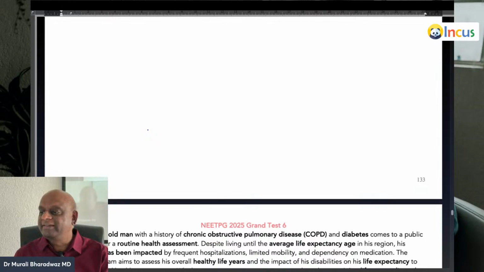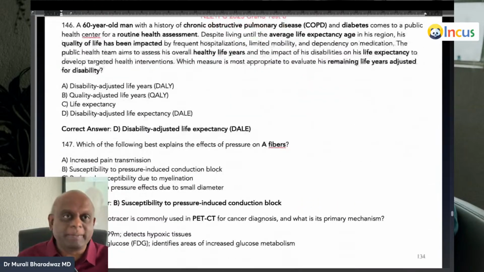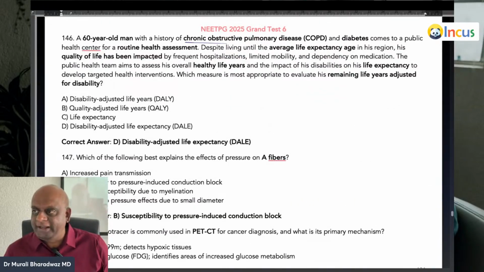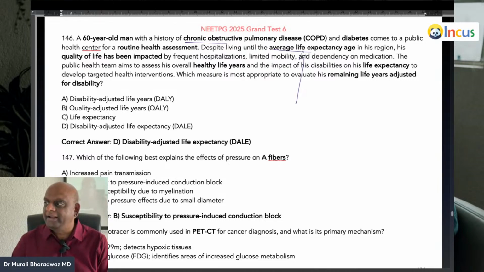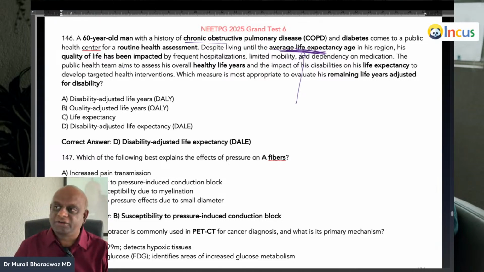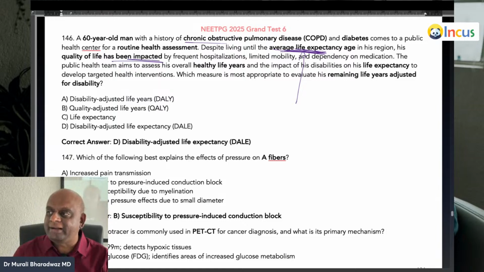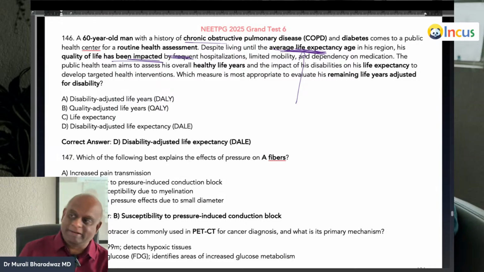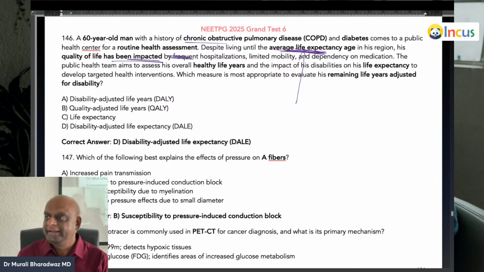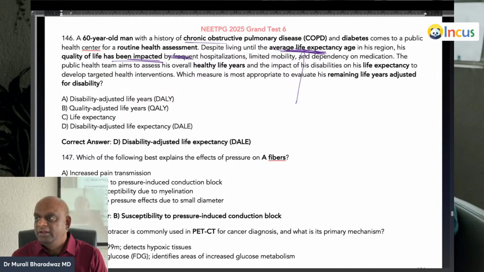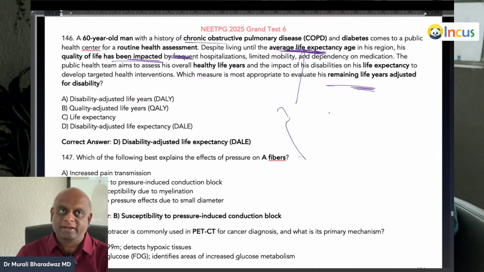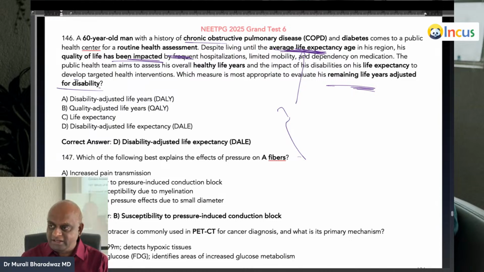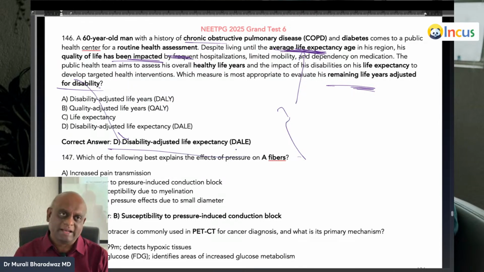So that's the point. Now, 60-year-old man with a history of COPD, despite living until average life expectancy age, his quality has been impacted by frequent hospitalization. Right? Which measure is most appropriate to know remaining life years adjusted for disability? That is DALY.